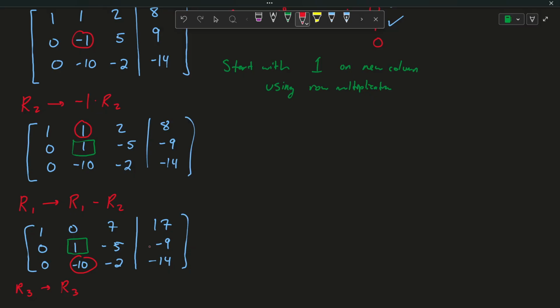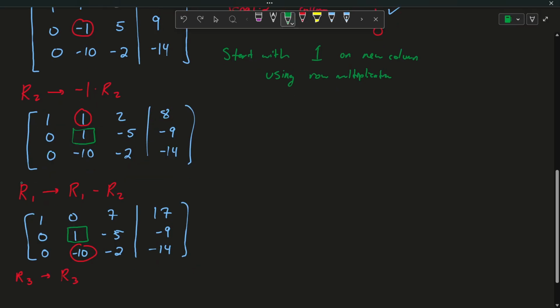A mistake that a lot of students make is, if you're back at this step, some students try to do row 3 plus 10 row 1. But that is going to cause you a lot of problems because that's going to make this entry not a 0 anymore. Feel free to try it out if you're interested so you can see what not to do. But what we're going to do is just combine row 3 with row 2 to avoid that.